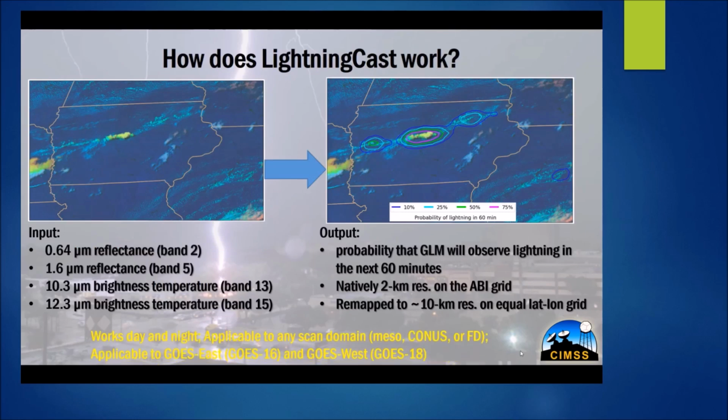LightningCast works day and night. It uses 4 ABI bands on GOES-16 and GOES-18, bands 2, 5, 13, and 15. The output is the probability of a GLM observation in the next 60 minutes, and the output is remapped to about a 10-kilometer resolution grid that's similar to the GLM resolution on a lat-long grid.